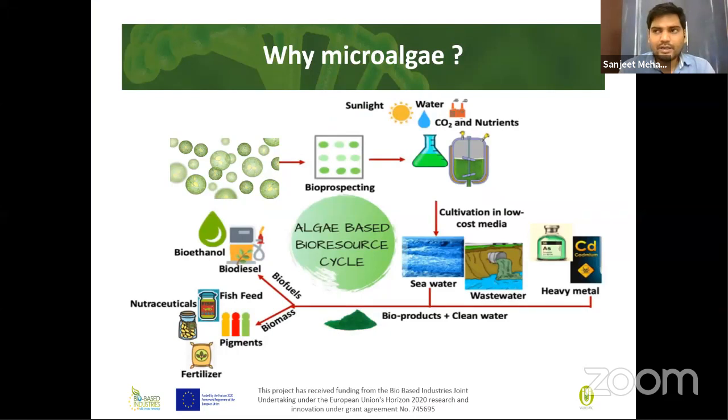And it can be cultivated with several environmental advantages, such as it can utilize the CO2 from the atmosphere, and also with the help of sunlight, and use water with minimal nutrients. While also in the cultivation phase, it has several applications such as wastewater treatment, removal of heavy metals, and it can also be cultivated in seawater. And after the cultivation phase, the biomass can be recovered and has several applications in the nutraceutical sector, for biofuel, and also for animal feed, pigments, biofertilizer, and so on.